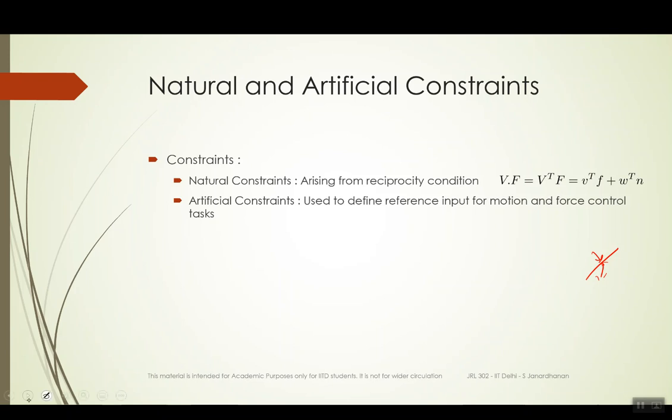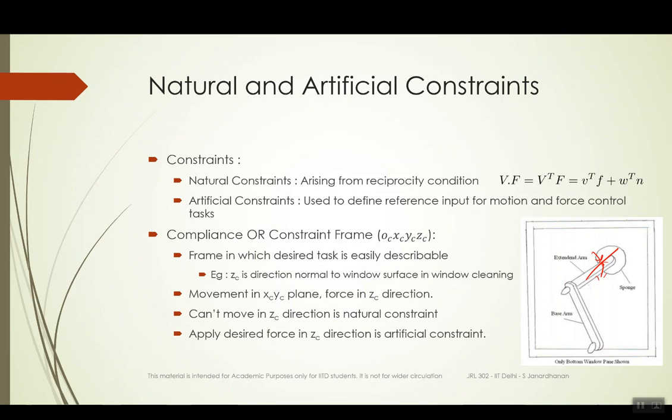So natural constraints are those constraints which arise from the environment itself. Artificial constraints are those constraints that arise due to the desired trajectory or desired application. The natural constraints arise from the reciprocity condition, and the artificial constraint is used to define the reference input for the motion and force control tasks.